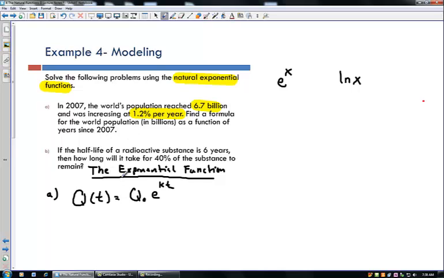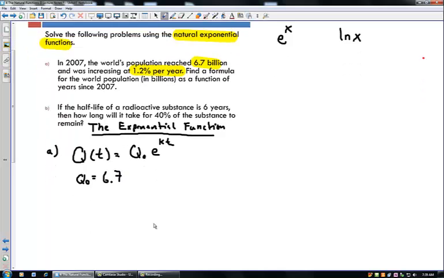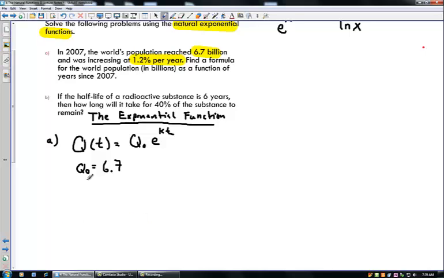And some of the stuff we know, they give us q naught, so we don't have to worry about that. So we know q naught is the initial value, and so it starts at 6.7 billion. So we know it starts at 6.7, let's say. We can always infer that the output is going to be in billions. And so I can rewrite my formula, q of t equal to 6.7 e to the kt. So that's one thing I don't have to worry about anymore.